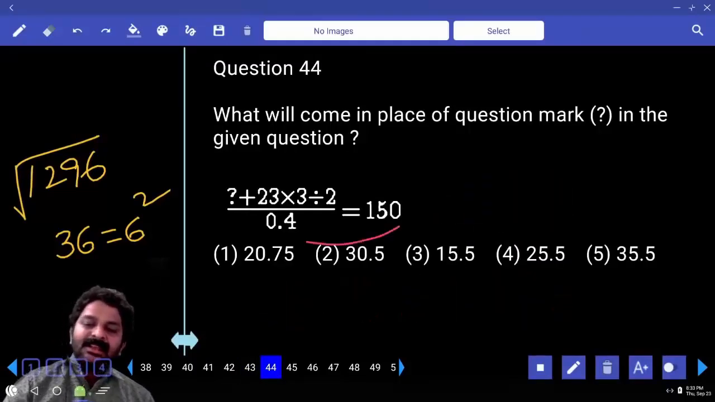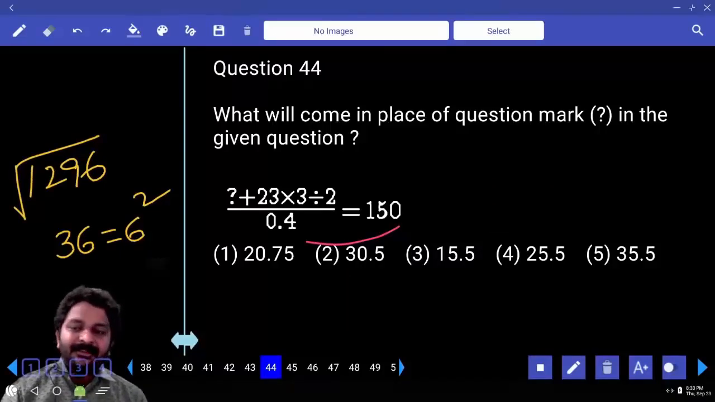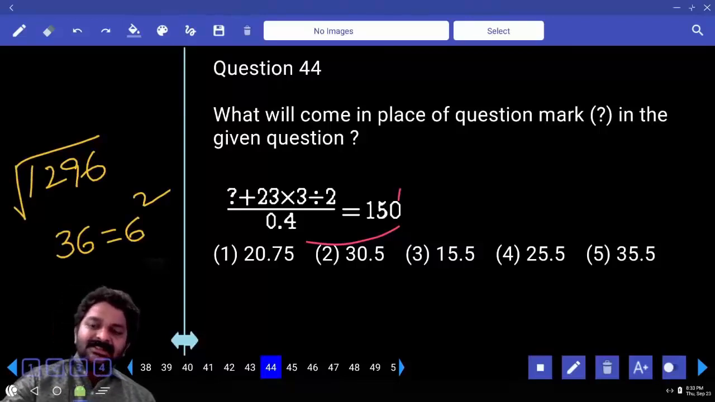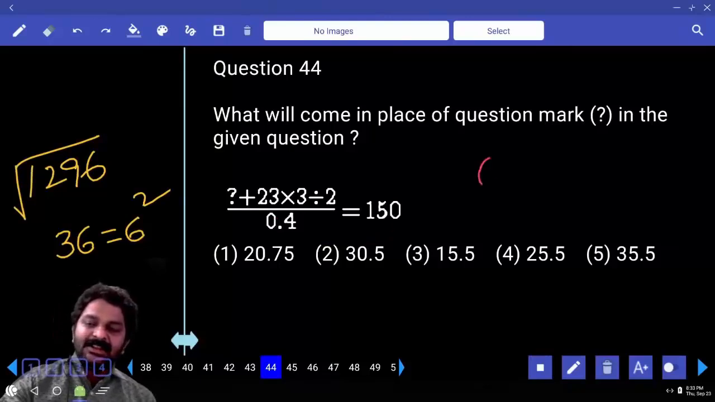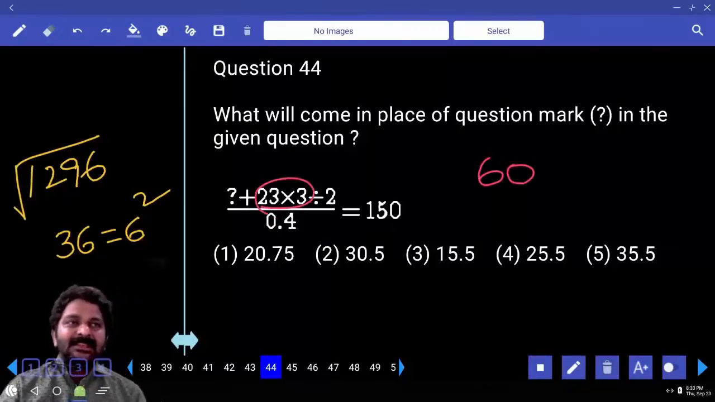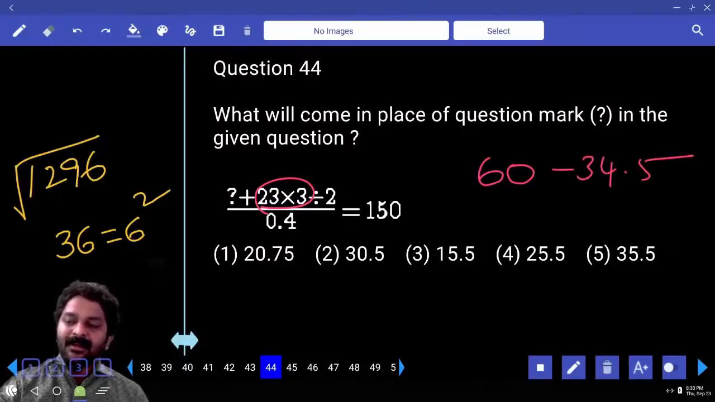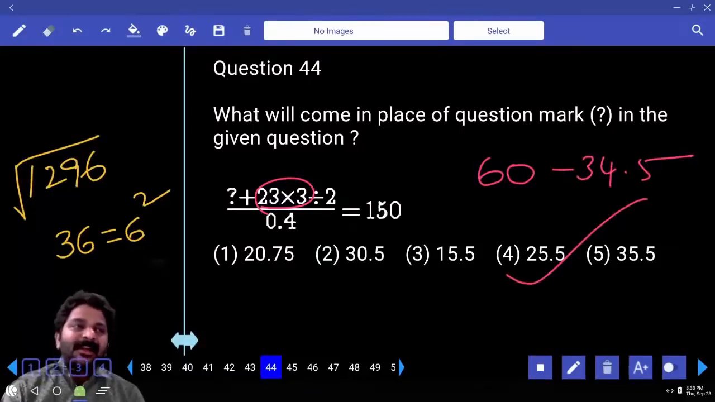Next. Take 0.4 to the other side. 0 point and 150 has 0. So 0 and decimal gets cancelled. 15 4 times. 60. So it is very clear, right hand side number 60. 23 into 3, 69. Divided by 2, 34.5. Answer 25.5.